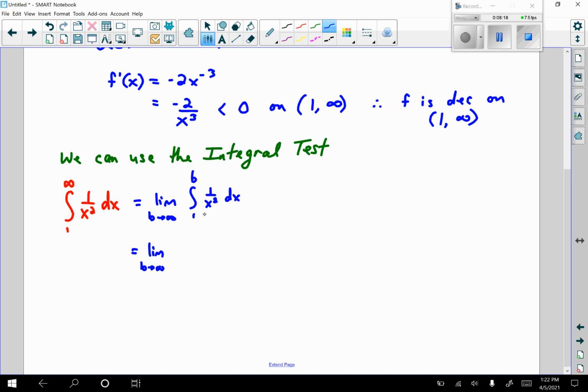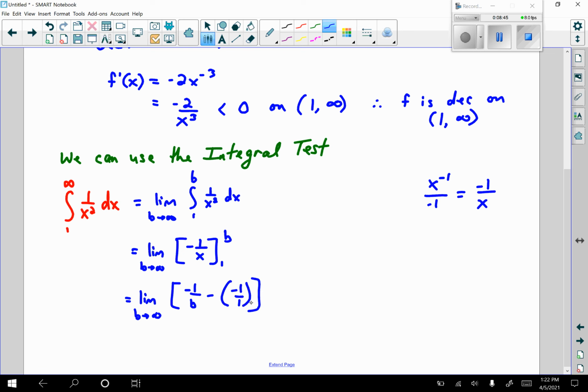And we can now turn this into, again, x to the negative second, which gives us x to the negative first over negative 1, which becomes negative 1 over x. So then the antiderivative is negative 1 over x from 1 to b. So now we're going to get negative 1 over b minus a negative 1 over 1. And as b keeps increasing without bound, this is going to go to 0. We are left with the opposite of a negative 1, so we get a positive 1.